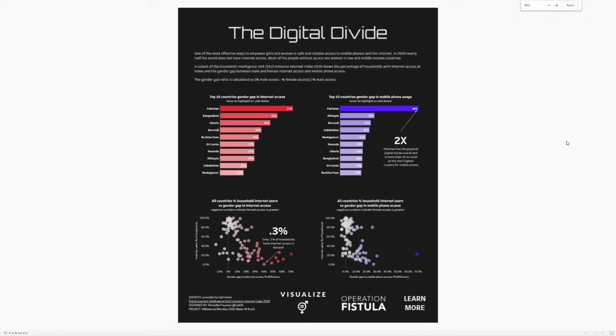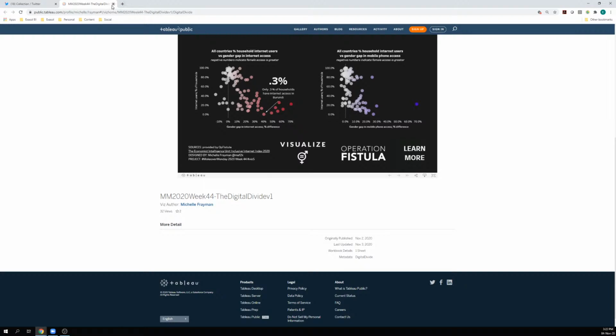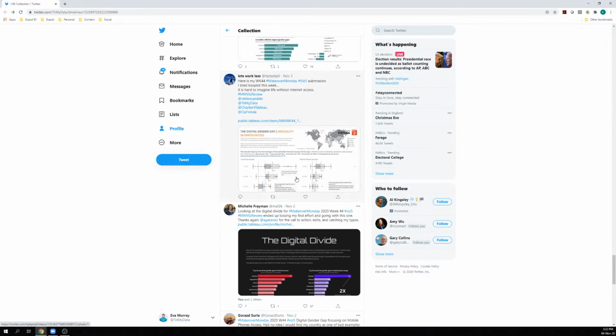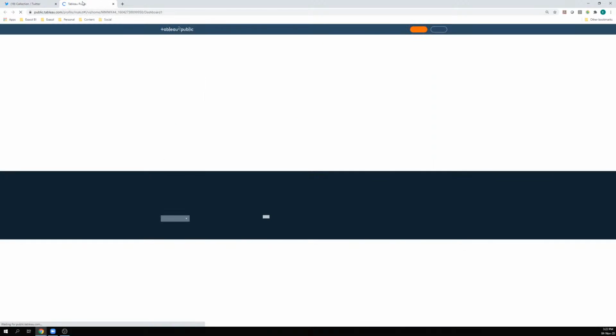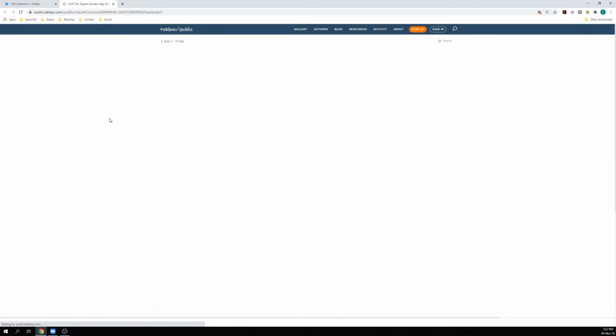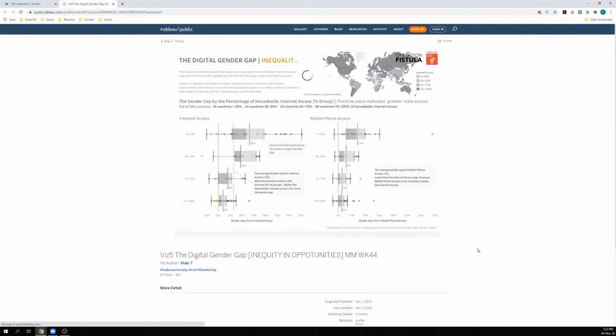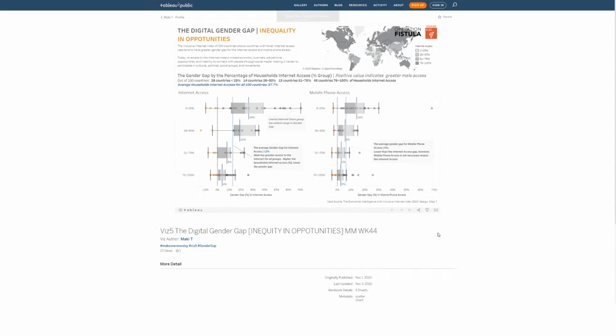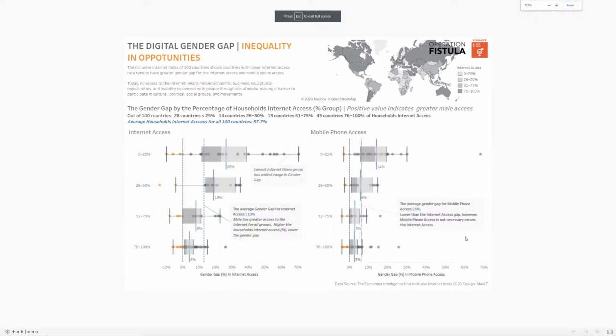And I'm sure Michelle will make something of them, because that's just what she does. Now, then we have, I don't know the name of this next person, so let's see what pops up on Tableau Public. Marquee. Okay, here we go. I chose this viz because it has the box and whisker plot, and by now people probably know what I'm going to say. If you show a box and whisker plot, you have to explain how to read it, because most people don't know. The digital gender gap, inequality in opportunities.